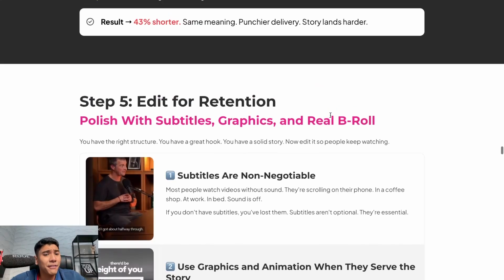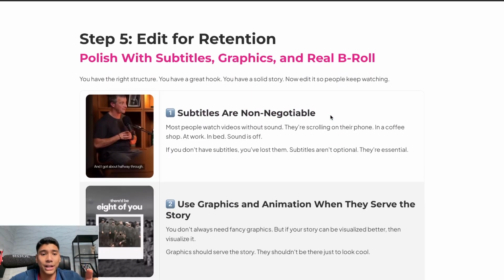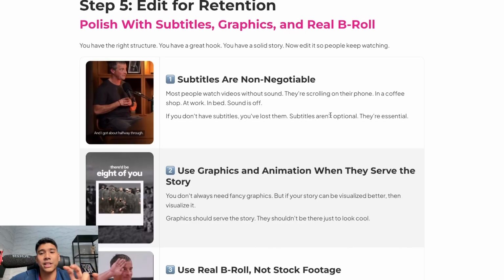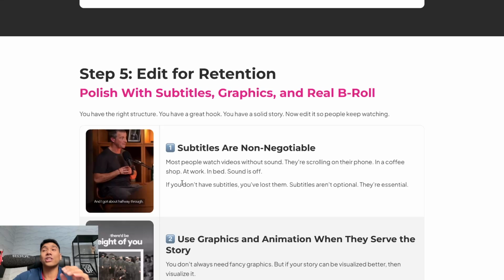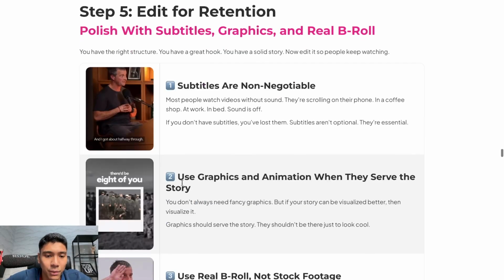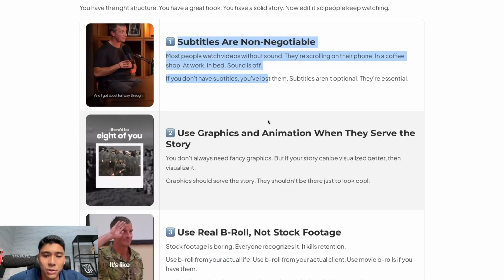Now, step 5 is editing for retention. So after you edit at the sentence level, you need to edit for retention. You can have subtitles, graphics, and real B-roll. Again, this is more important than this, but if you add this, then you're just going to amplify the video that you're doing, right? So number 1, subtitles, you need to have them. It's non-negotiable, whatever style you like, but you need to have them.